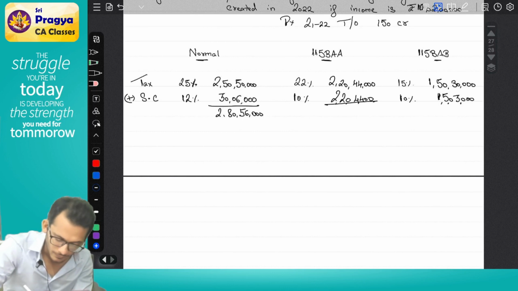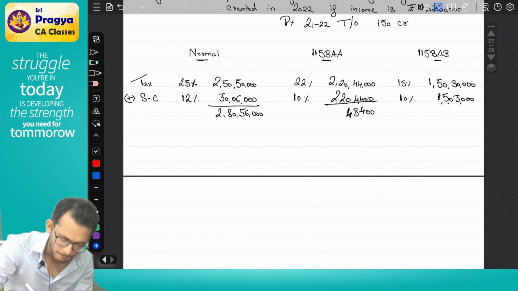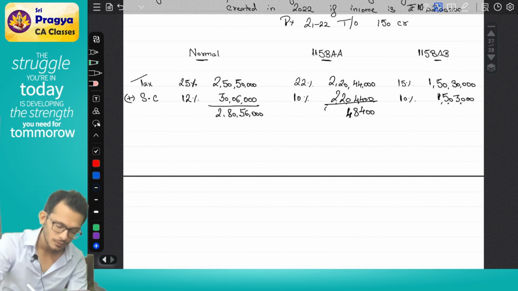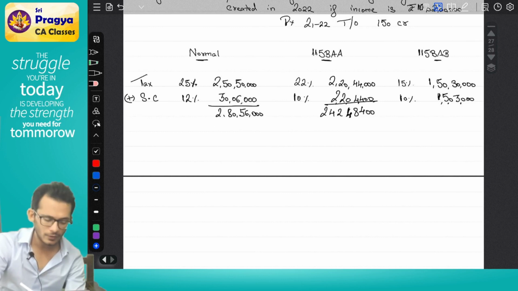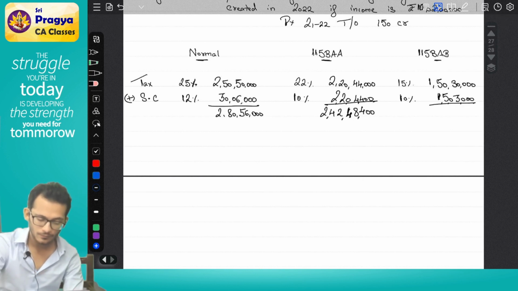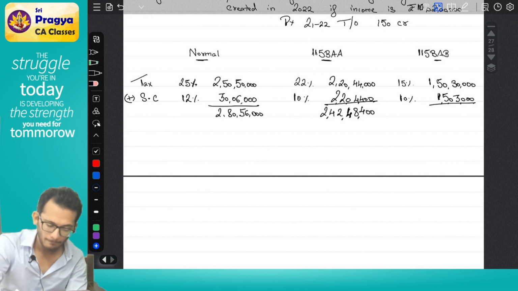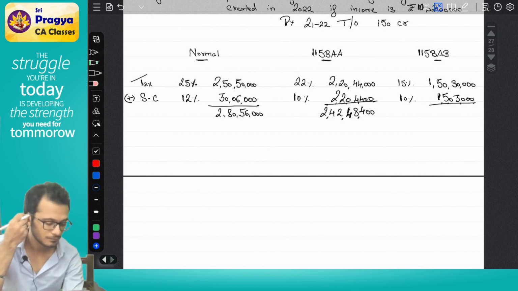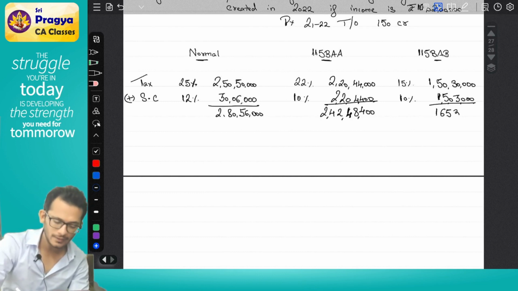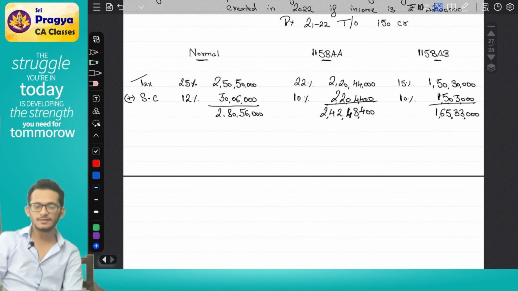Here it is 2 crore 42 lakh 48,400. On the right side, 1 crore 65 lakh 33,000. Yes, this is your surcharges.